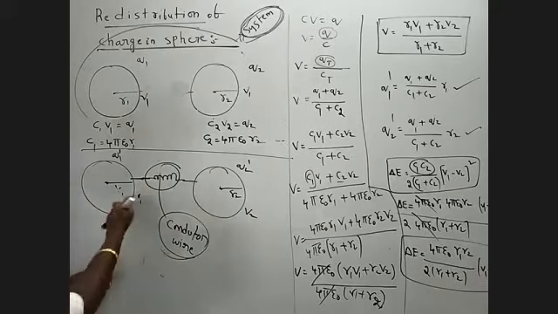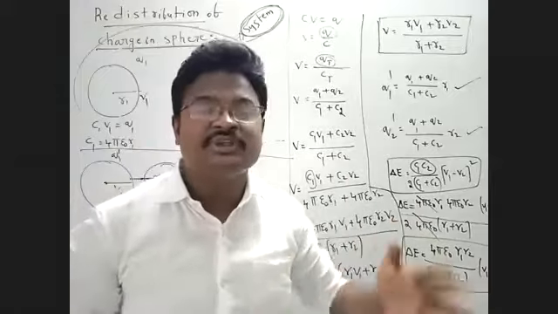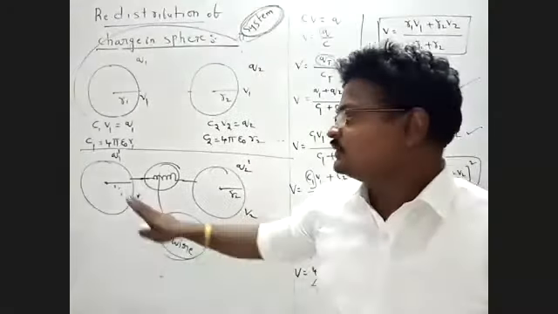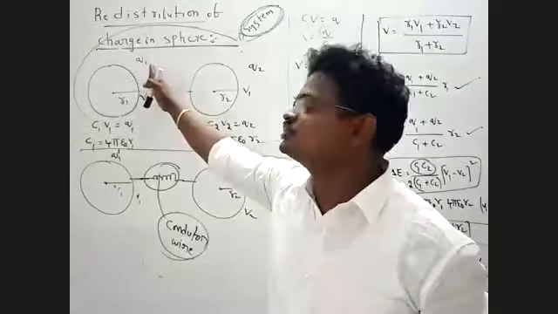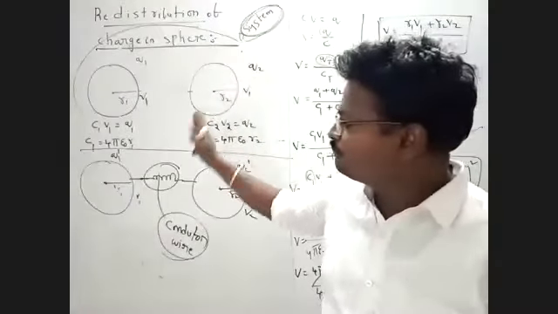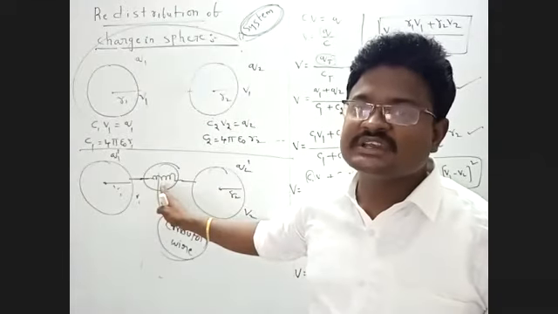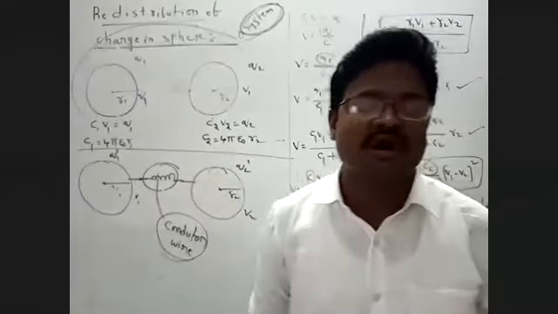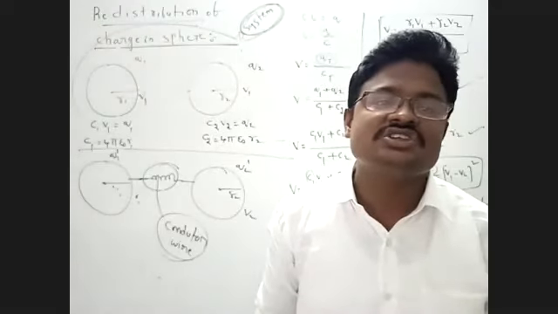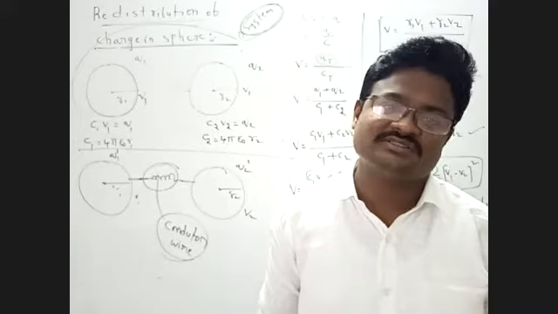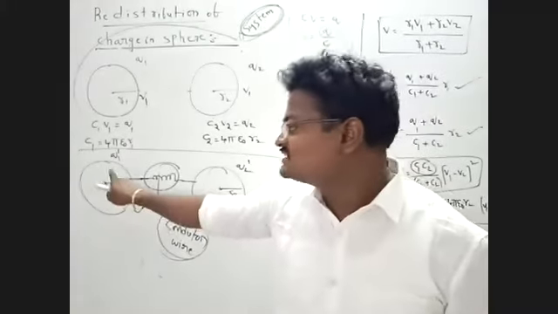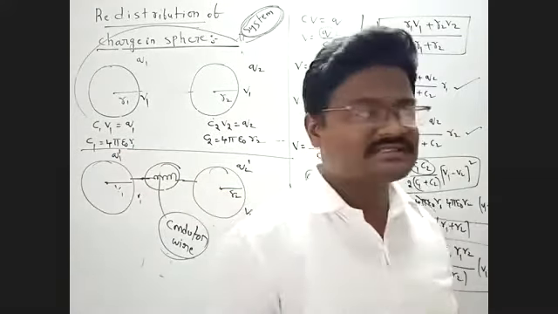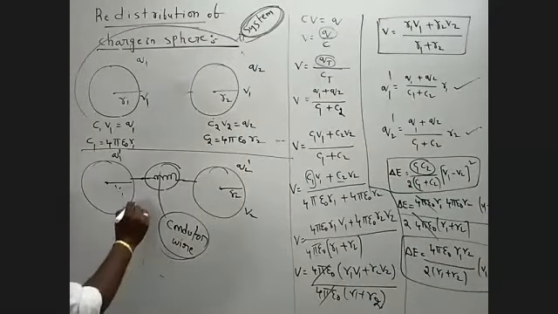So what will happen? The charge is shared by the two isolated spheres. Before connection, this sphere has charge Q1 and this sphere has charge Q2. But when the two spheres are connected by the connecting wire, both spheres share the charge. After sharing, this conductor has charge Q1 dash and this conductor has charge Q2 dash. Finally, this is V1, this is V2.